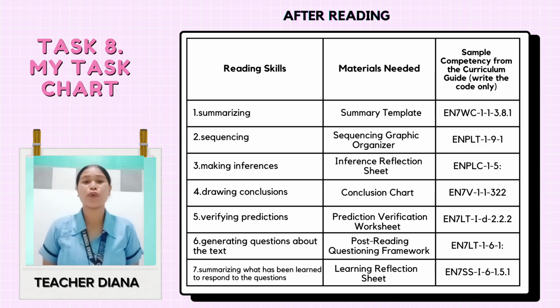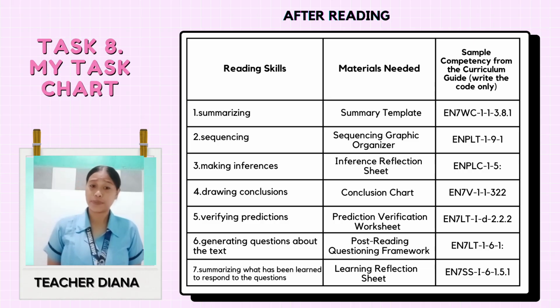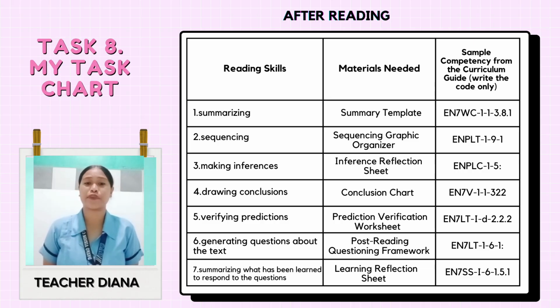After reading. Number 1, reading skill: summarizing. The materials needed: summary template. The sample competency from the curriculum guide: EN7WC-11-38-1. Summarizing helps students distill the main ideas and key details from the text. A summary template provides a structured way for them to capture essential information, reinforcing their understanding of the material. This curriculum code emphasizes the importance of synthesis in the learning process.